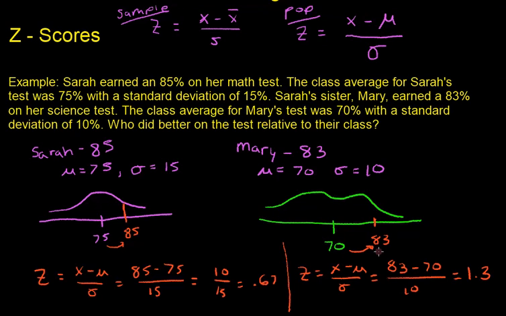Relative to her class, she did better. The number of standard deviations that she was away from the mean, first off, you'd want it to be positive, so you did better than the average person in the class. Mary did much better. She did 1.3 standard deviations above the mean versus Sarah, who was only 0.67 standard deviations above the mean in her class. So who did better relative to their class? Mary did better relative to her class.